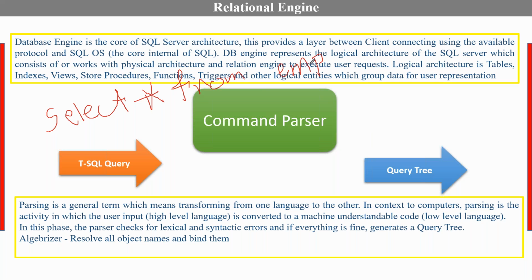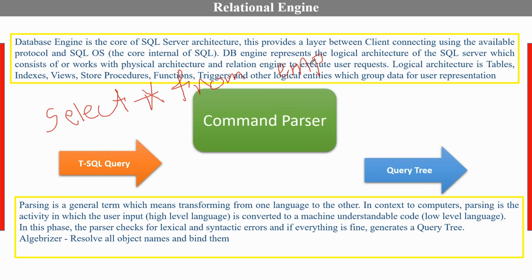Parser is the general term which means transforming from one language to another language. Select star from is a high level language. Your command parser will parse it into a low level language, which can be understood by the machine. So high level language to machine level language so that it can be understood.